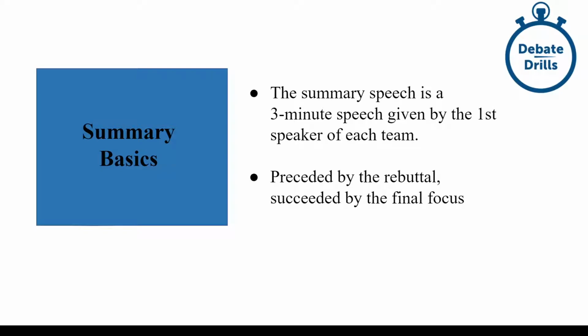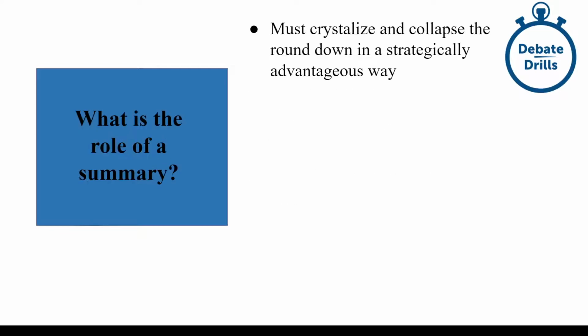Summary basics. The summary speech is a 3-minute speech given by the first speaker of each team. It comes right after the rebuttal and is succeeded right by the final focus. So when we think about a summary functioning in the round, it's essentially that turning point between when 4-minute speeches occur and when shorter speeches occur. It's really your time to crystallize and condense the round. So let's talk about that.